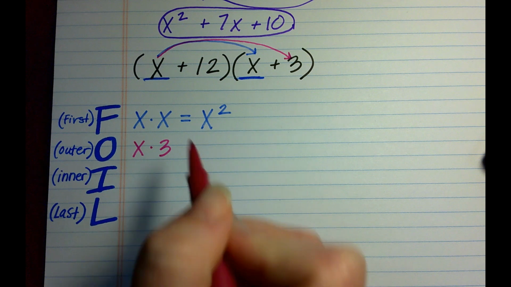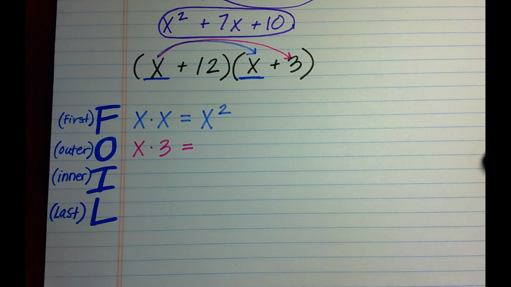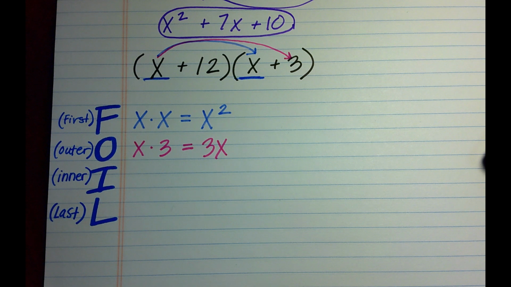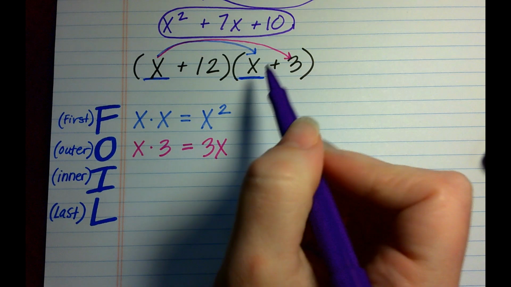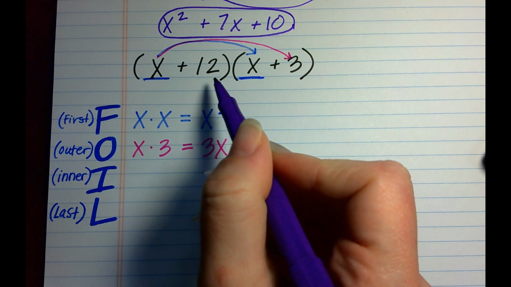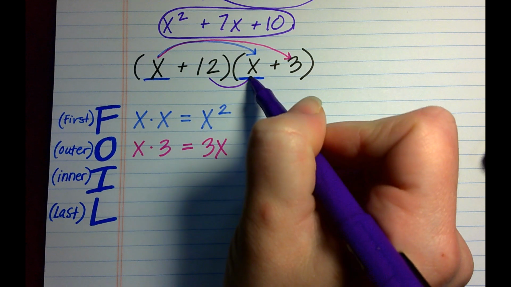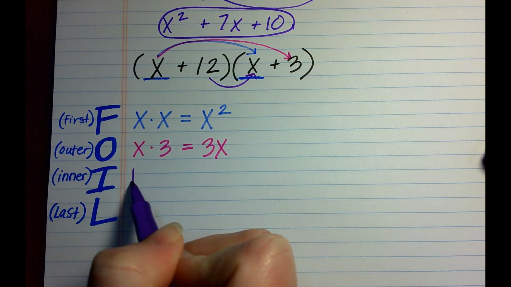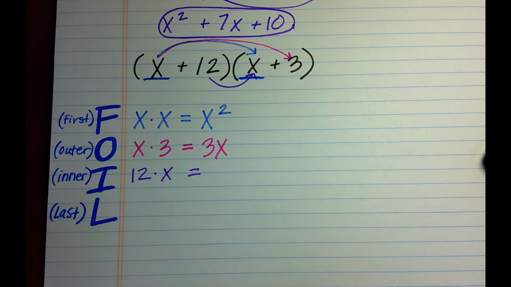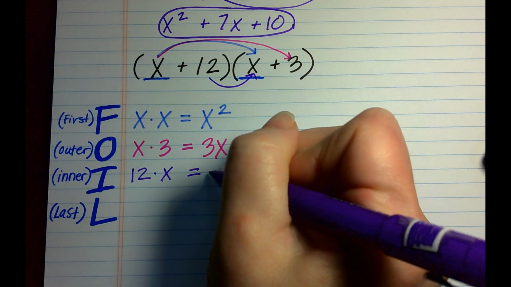Those are my outer terms. What is x times 3? 3x. Good. Next, we'll do the inner terms. What are the inner terms going to be? 12 times x. So let's write that. 12 times x. What does that give me? 12x. Good.